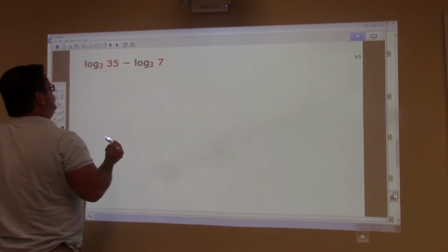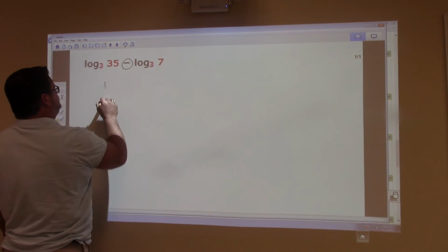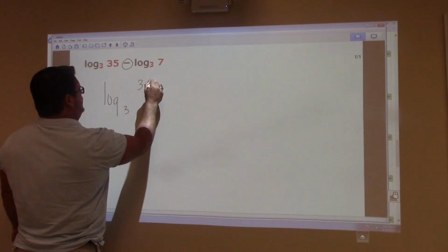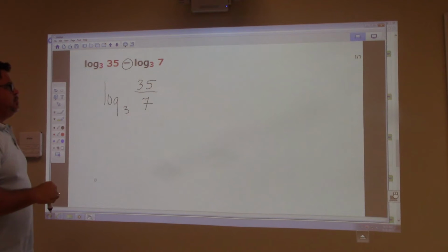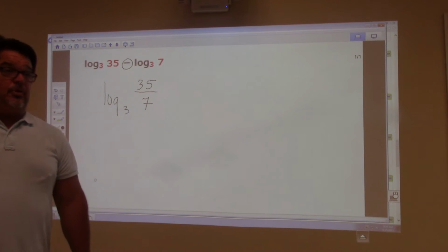What rule can we use? Quotient rule. Log base 3 of 35 over 7. Does it matter which ones you check on first? Nope. Doesn't matter which order you do it. Is that what you were asking?